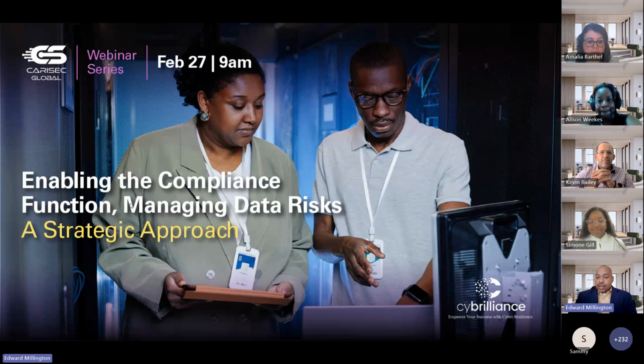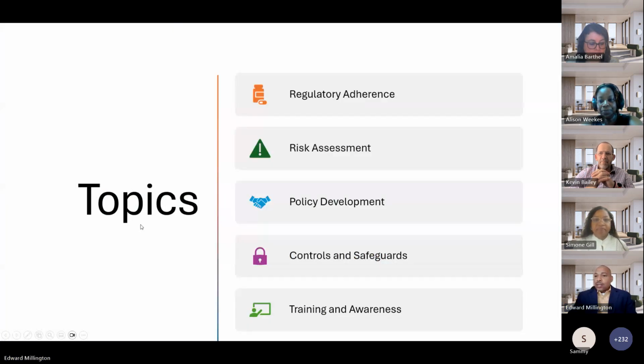So let us get started. Today, we're going to be looking at a range of topics, as everyone is very familiar with, as we're a little bit pressed for time. And these topics are going to be in relation to regulatory adherence, risk assessment, policy development, controls and safeguards, training, and awareness. As you all know already, data protection and the range of different data protection laws in different jurisdictions means that we have to come under compliance. How do we achieve that? How do we implement data compliance in a very responsible way?